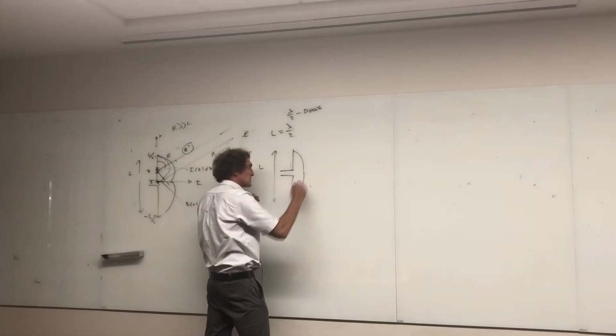So now we're talking about a long antenna, but now the length of this antenna, L, is going to be lambda over 2. So this is the classic lambda over 2 dipole. There's a lot of reasons this is interesting. First, for this, it's still going to have a symmetric current. It's going to have a current like this.